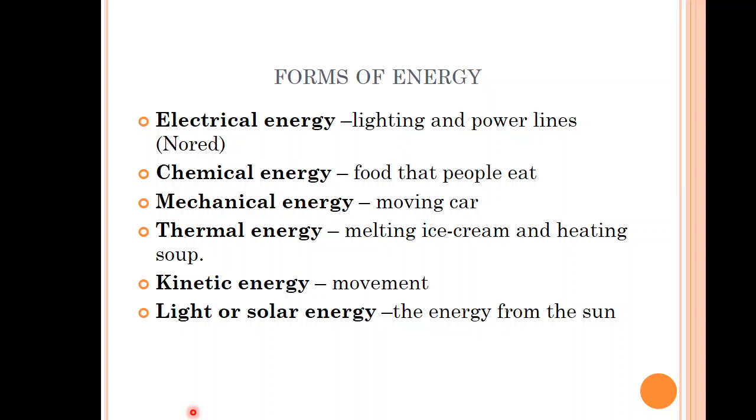And then we have the kinetic energy. Kinetic energy is the energy that we use to move around. When we are walking or when we are jumping, we are using the kinetic energy here. So mostly the kinetic energy is the one that we use most, because it's the one that we use to move from one place to another. But the energy that we get from our food, we call it the chemical energy. And then the light or the solar energy, this is the energy we say is from the sun.